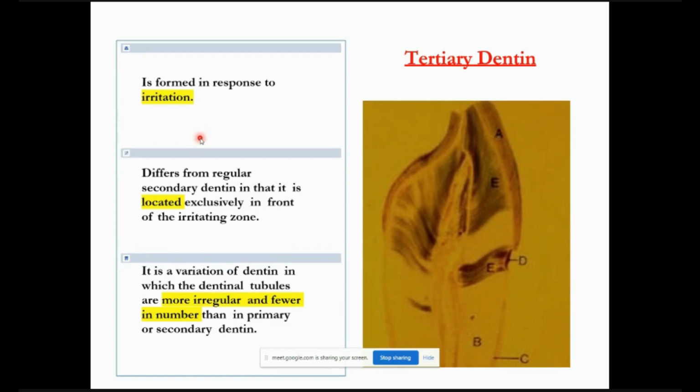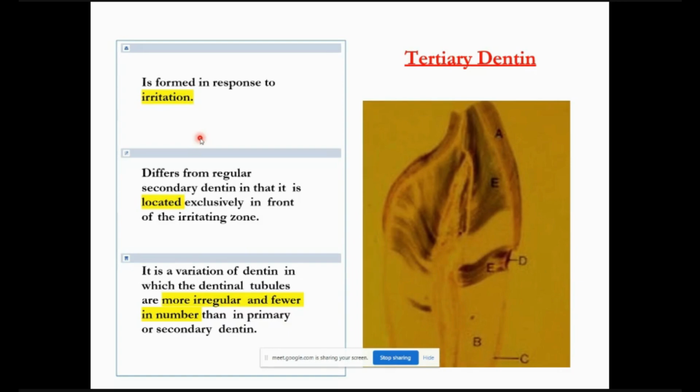Any procedure, not just a cavity, where you are preparing the tooth to receive a crown, doing a bridge, or doing some aesthetic procedure like laminates and veneers, will produce heat that will cause irritation to the dentinal tubules. So tertiary dentin is formed in response to all these different kinds of irritation.